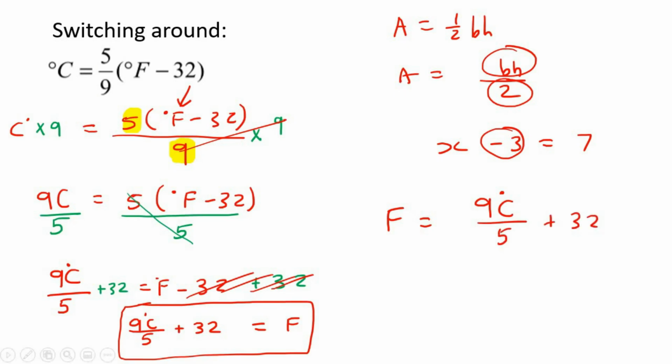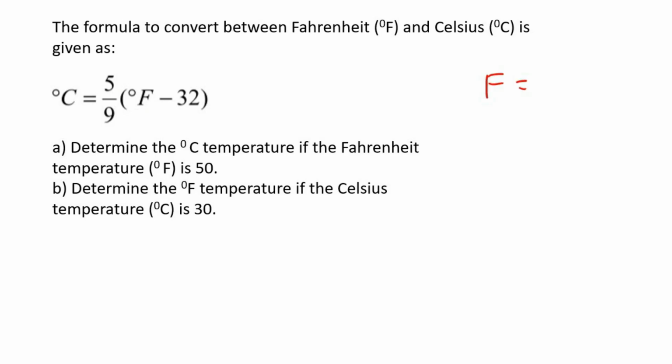Now we're going to use that formula. So let's just write that out. F is equal to 9c over 5 plus 32. The first question says, determine the Celsius temperature. Okay, so use this one if the Fahrenheit temperature is 50. So all that you do is you're just going to substitute 50 over there. So you're not going to use this formula right now. They're not asking you for Fahrenheit.